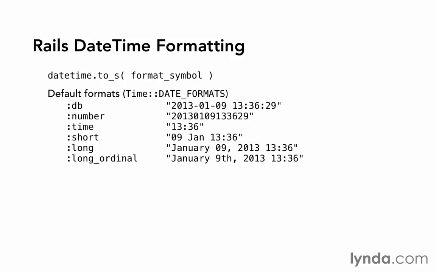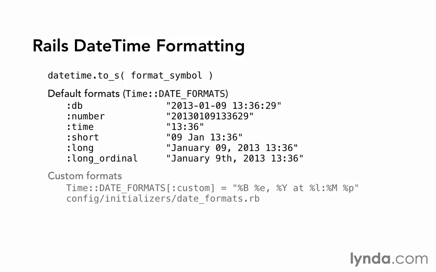But you don't have to use one of those. You can also use your own custom format. You just have to define that, and the best place to do that is in your initializers. So if you open up config/initializers, and in there put a new file called date_formats.rb, you'll be able to add your own custom definitions. And those custom definitions should look like the line right above that.